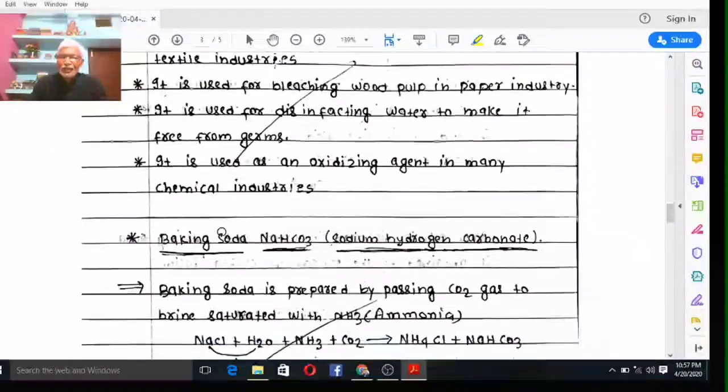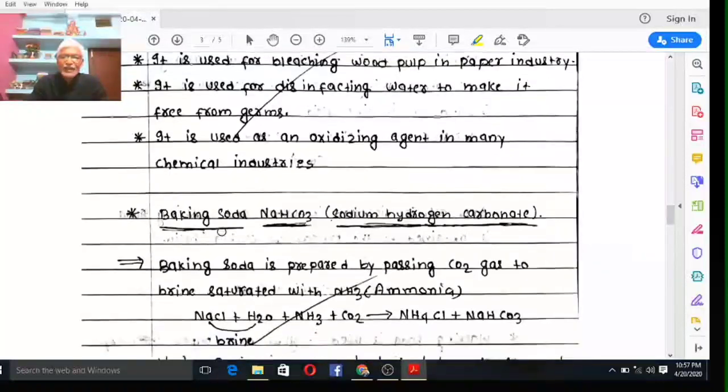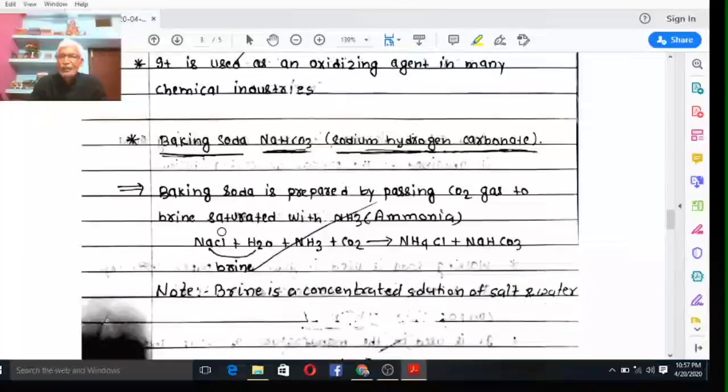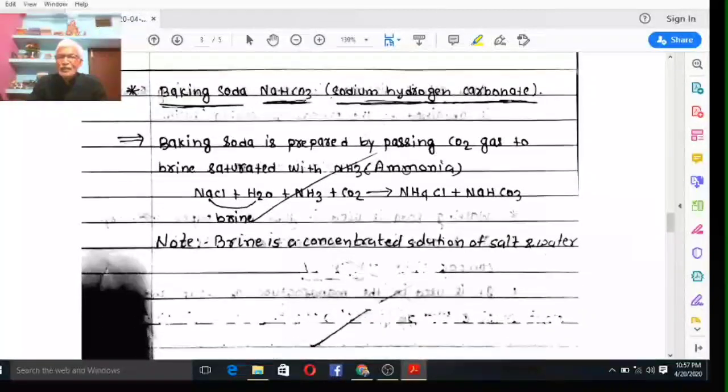Now we have to read about baking soda. Its chemical formula is NaHCO3 and its chemical name is sodium hydrogen carbonate. Baking soda is prepared by passing carbon dioxide gas into brine saturated with ammonia. Actually, brine is a saturated solution of common salt and water.